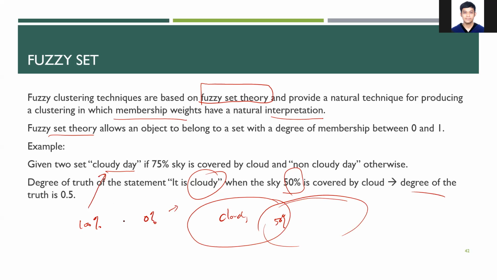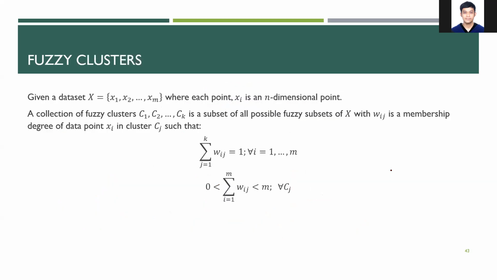But not every day has 100% cloud or 0% cloud. Sometimes we have 50% cloud. That's why we can use fuzzy to determine that today can belong to the cloudy day, and it can also belong to the non-cloudy day, but with a 50%, or 0.5, degree of truth. This is the fuzzy cluster.